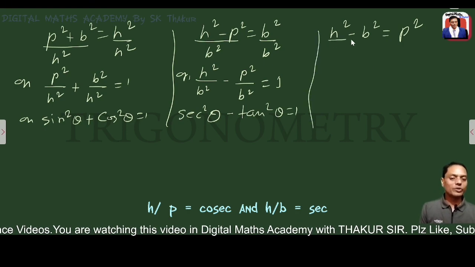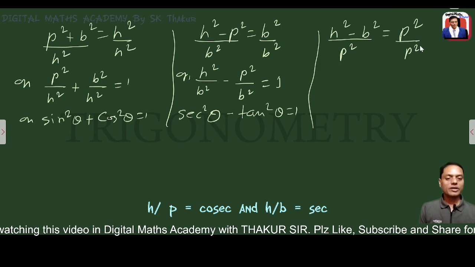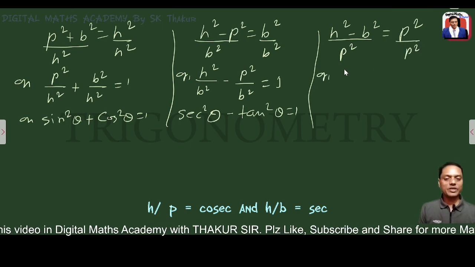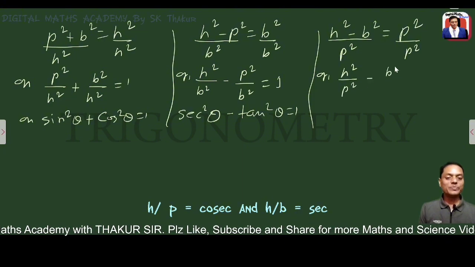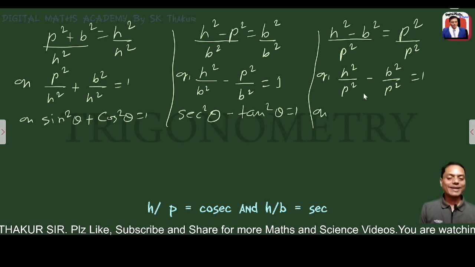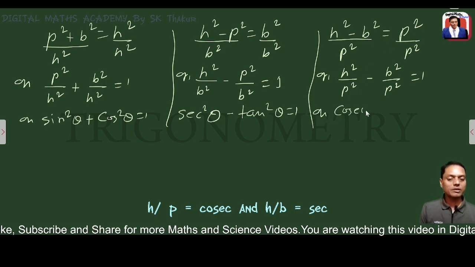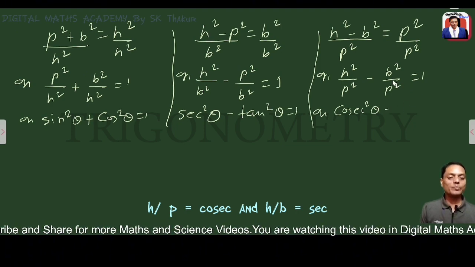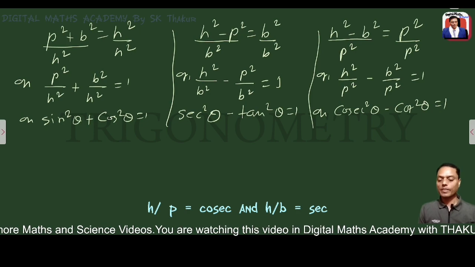Likewise, when we divide both sides by p square, after the separation of the base, you can get h square by p square minus b square by p square equals 1. And h square by p square is h by p whole square, that is cosec square theta, and b by p whole square is cot square theta, that gives 1.